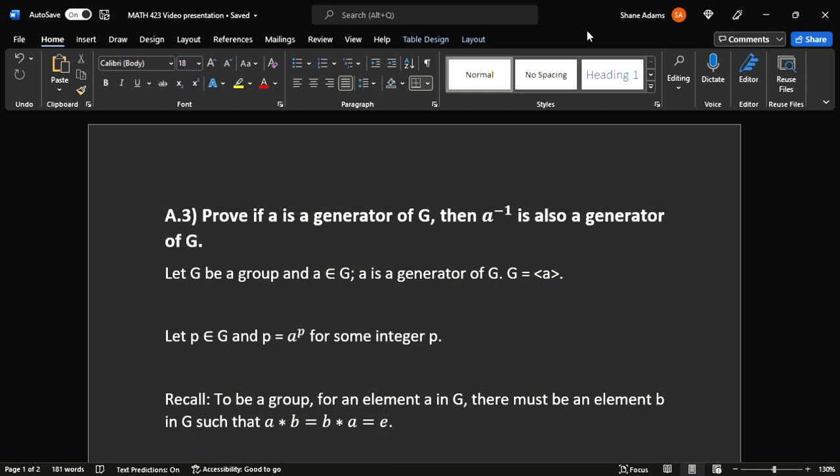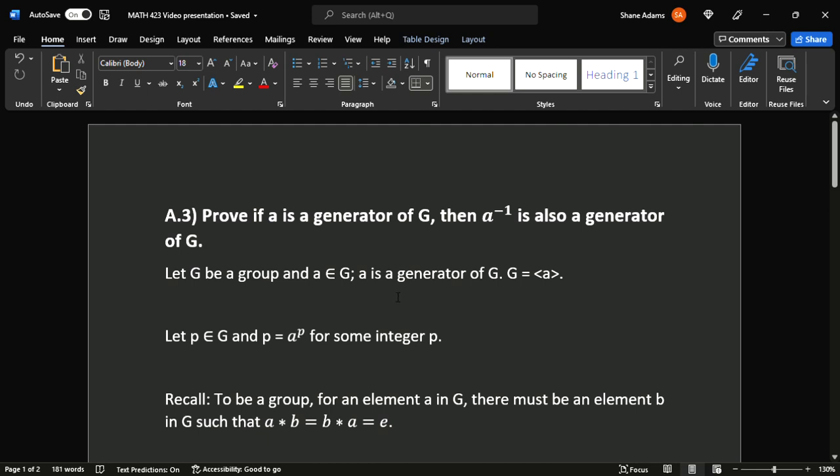The first proof I'm going to do is to prove that if A is a generator of group G, then A inverse is also a generator of that same group. So first thing we're going to do is define the group. Let G be a group and also let A be an element within that group G.